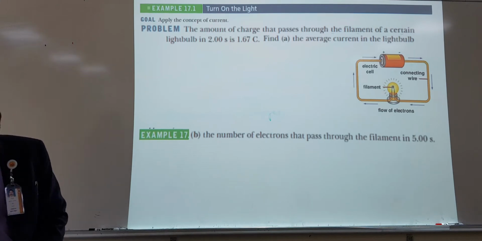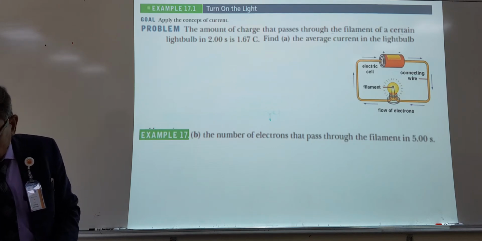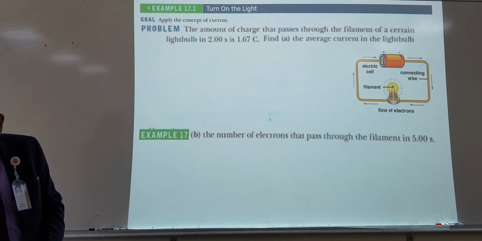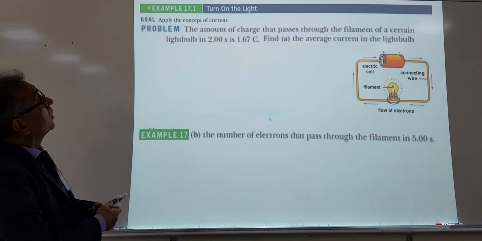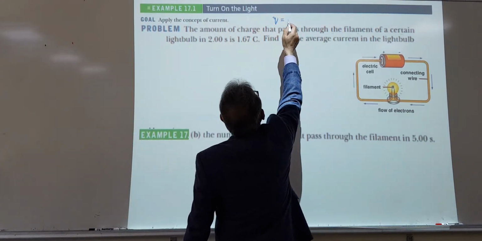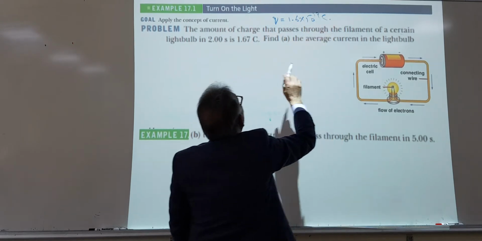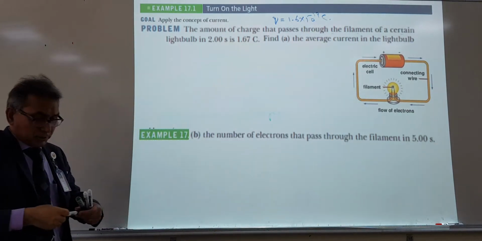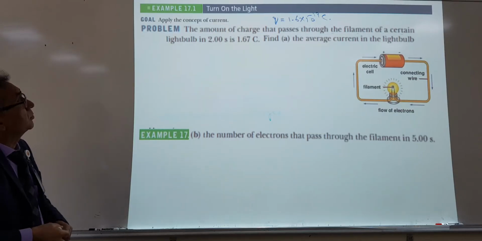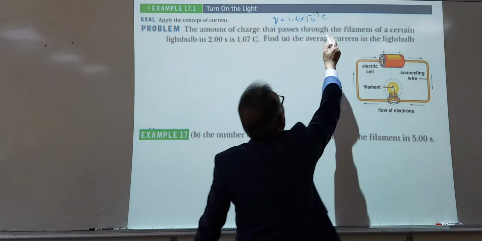Yes, example 17.1, please. So the charge on one electron will be given to you. If not given here, because we are using the book, you can use the table for the constant values, but it's given to you.